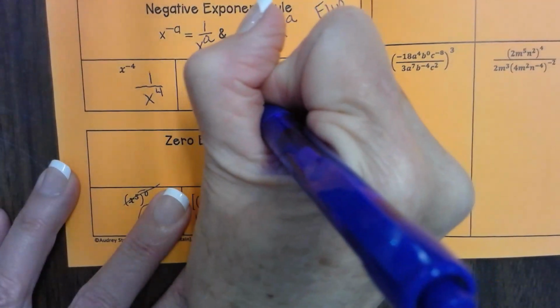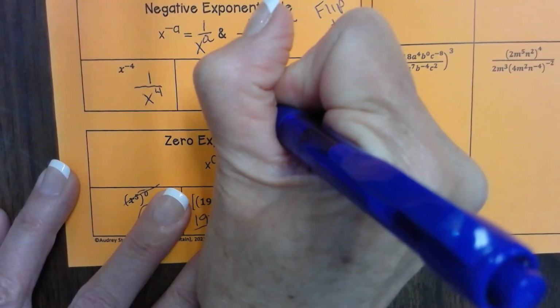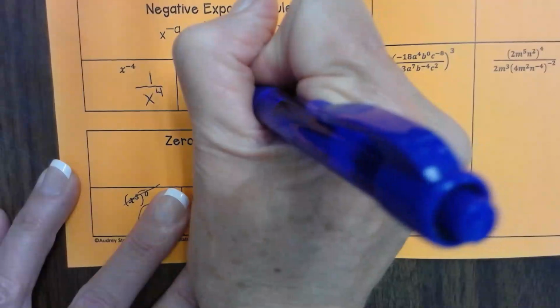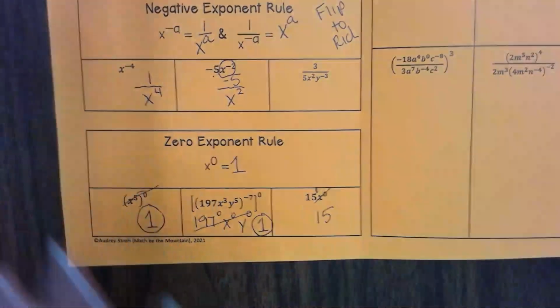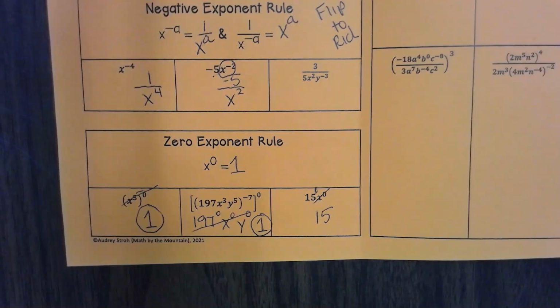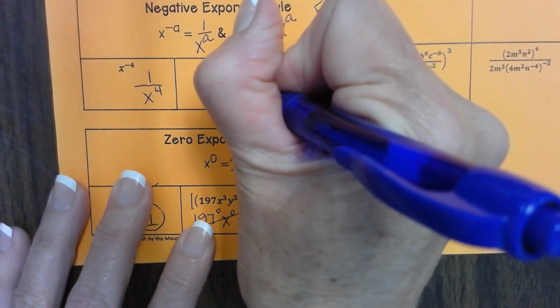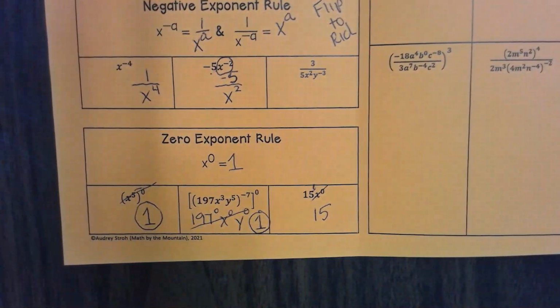So the x to the negative 2 goes to the denominator, and it is now a positive 2. But y'all, the negative 5 stays put. That's nothing but a coefficient. So that would be negative 5 divided by x squared. Okay?